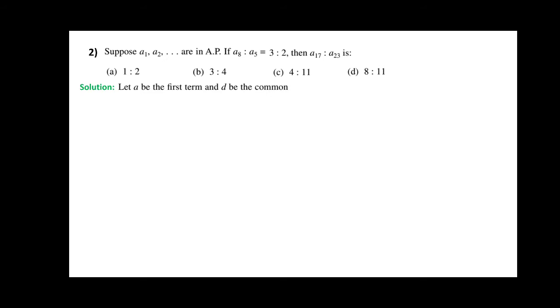Here students, let A be the first term and D be the common difference of the AP, because A1, A2 are the terms of AP here. Then we can take the given data, that is 3 is to 2 means 3 by 2 is equal to A8 by A5, because we can take the division here. So A8 can be written as A plus 7D in the AP, A5 can be written as A plus 4D in AP. So this is the given data here. So let us find out A17 is to A23.